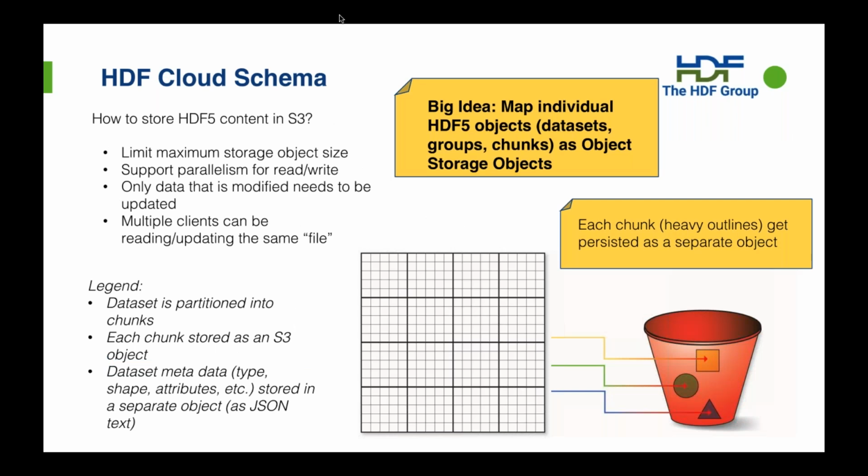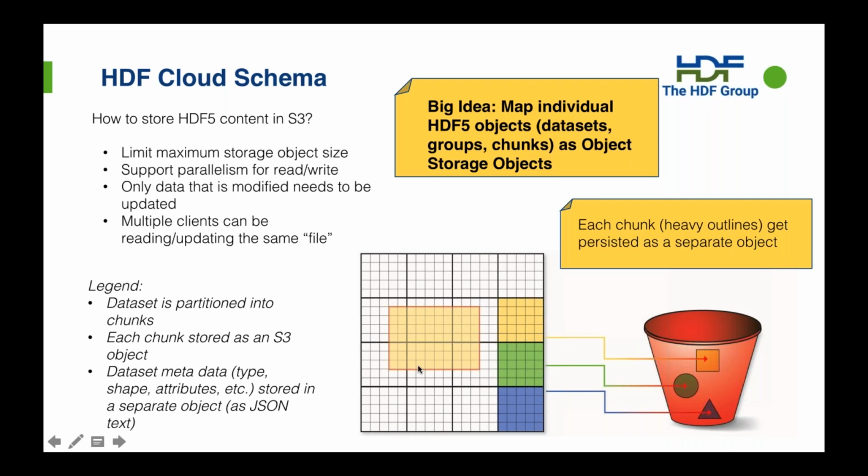Okay, so what we do as far as taking regular HDF files and making them available in the cloud is that we break up that content. We take all the metadata and store it as JSON objects, and chunks get stored as binary blobs in S3. So if I have, say, this rectangle as a data set and it's chunked, the dark lines represent chunks, and each chunk gets stored as a separate S3 object.